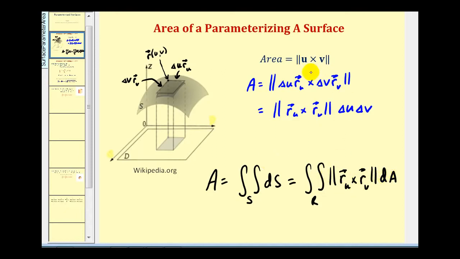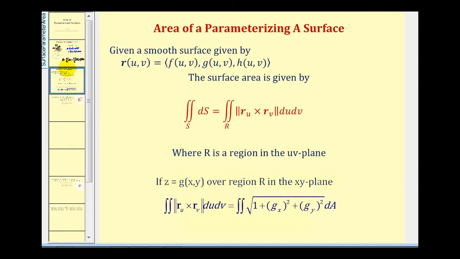So here's a very brief explanation of where this double integral comes from. Let's go ahead and take a look at it formally. If we have a smooth surface given by r of uv, the surface area is given by this double integral here, which we just discussed.